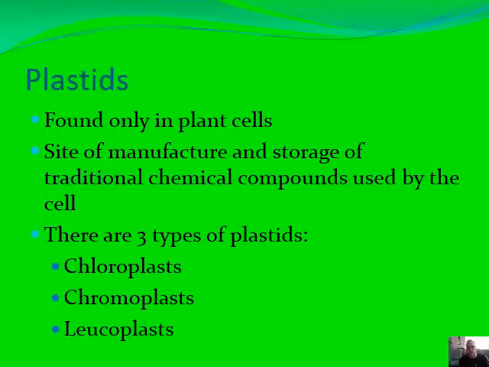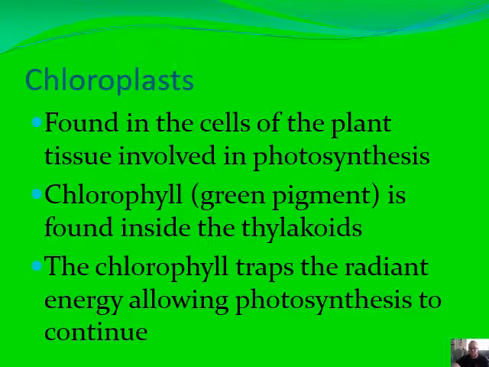Then it also mentioned chemical compounds, in terms of organic compounds, so stuff like carbohydrates and fats the majority of the time. You're not going to manufacture proteins in there because hopefully you remember from last year, ribosomes do that, and we'll do that in a later part of this course. So let's have a look at chloroplasts specifically. They're found in cells of plant tissue involved in photosynthesis.